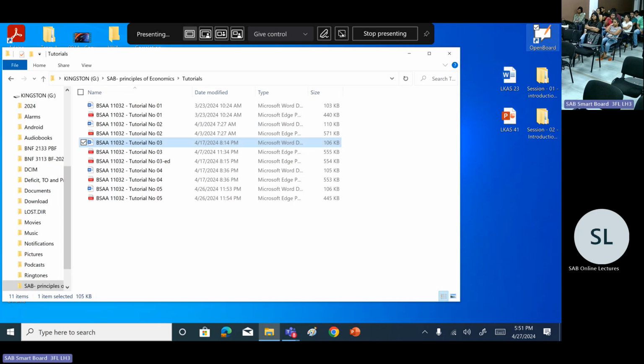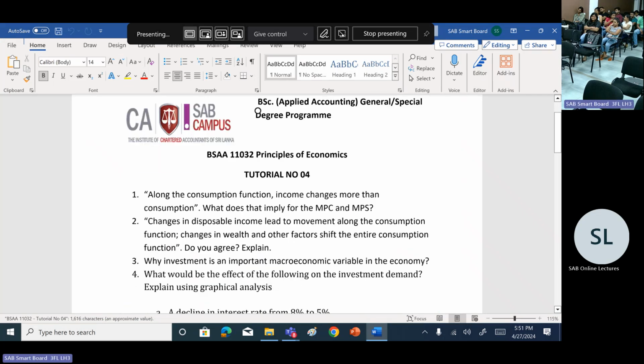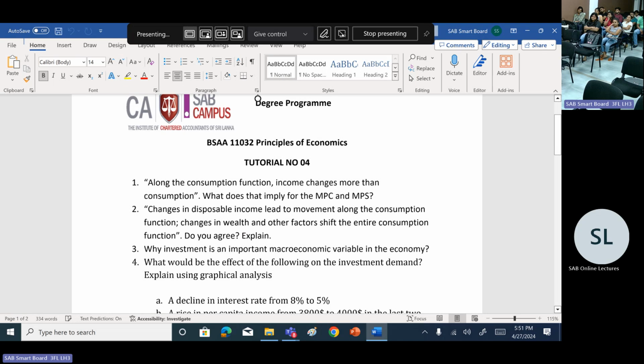Now let's move to the fourth. I want to know this: along the consumption function, income changes more than consumption. What is your idea? Tell me. I will not allow you to go, but if you tell me in your own words.